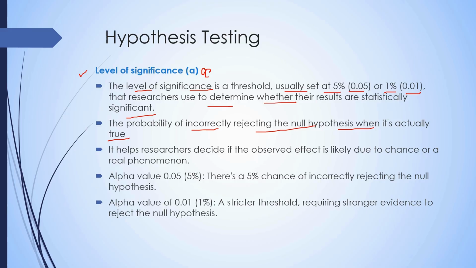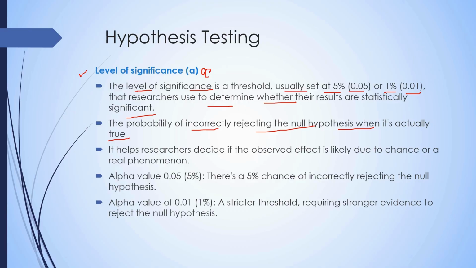Incorrectly rejecting the null hypothesis. If you are incorrectly rejecting the null hypothesis, which should have been accepted, this means your study is going to be a fruitless exercise. You're not going to get anything out of it. There was actually no relationship, but instead of accepting the null hypothesis, you're rejecting the null hypothesis when it's actually true that there is actually no relationship between your variables.